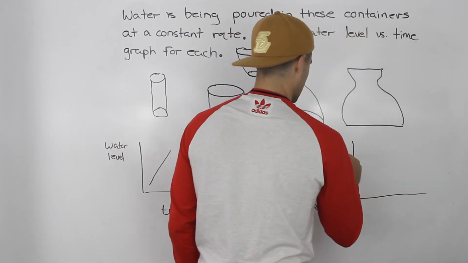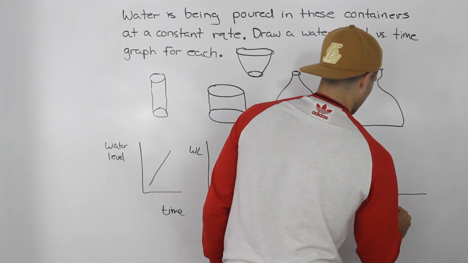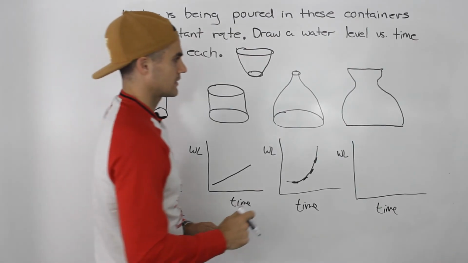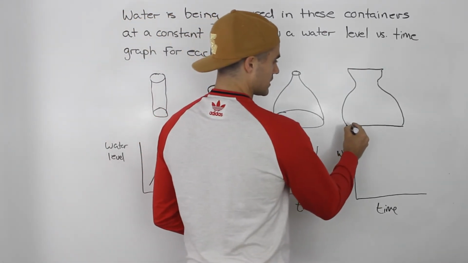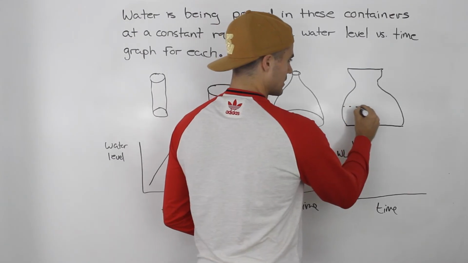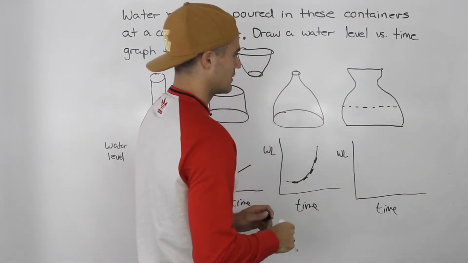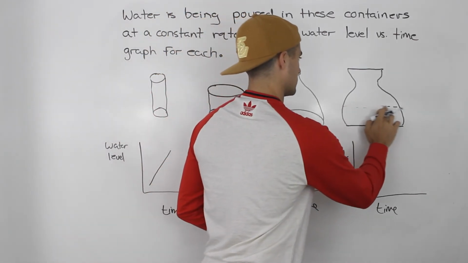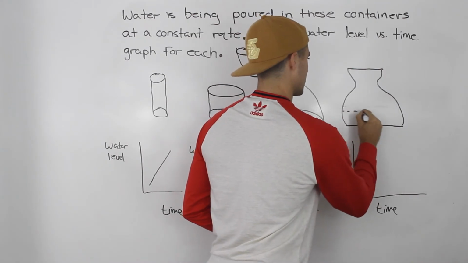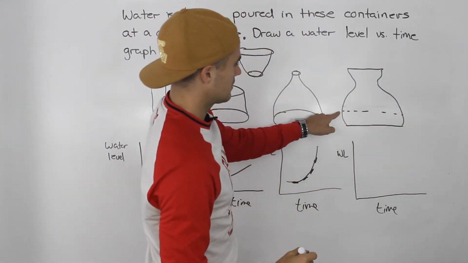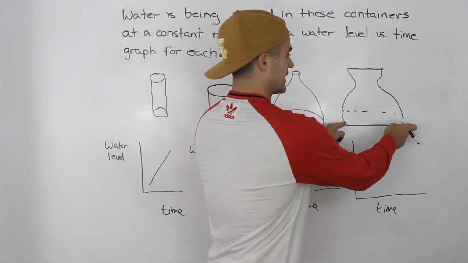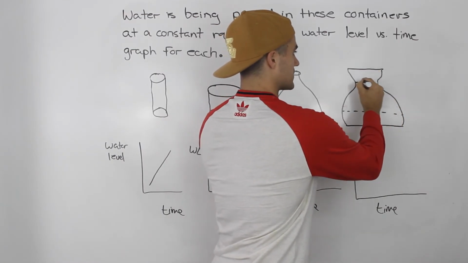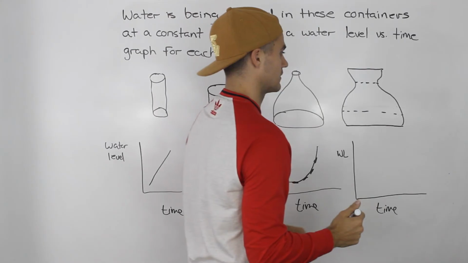Now this container is a little bit more tough because it has multiple parts to it. Okay, so notice how from here to about here, the diameter is increasing, and from here all the way to there, the diameter is increasing. And then the diameter is decreasing up until this point, and then it starts increasing again.